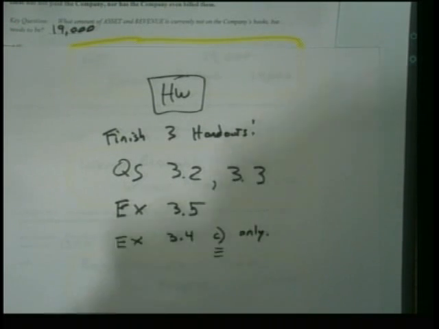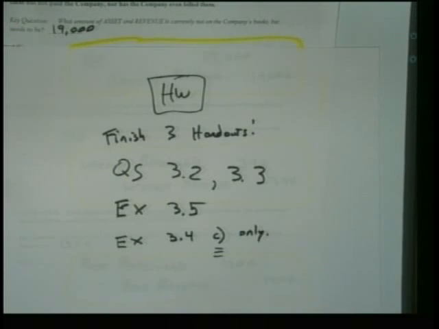Okay? So that is your entire homework. Finish those 3 handouts. Do quick study 3.2 and 3.3. Do exercise 3.5 and then do exercise 3.4C. And do them in that order. That's why I give them in that order, okay?